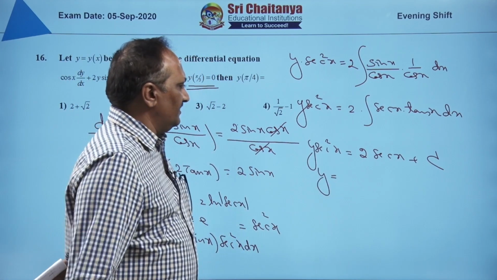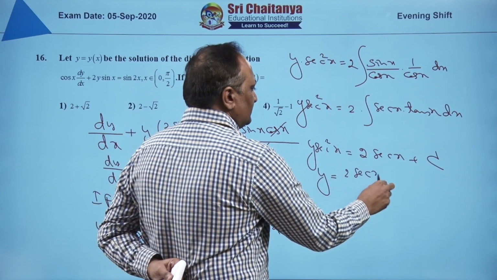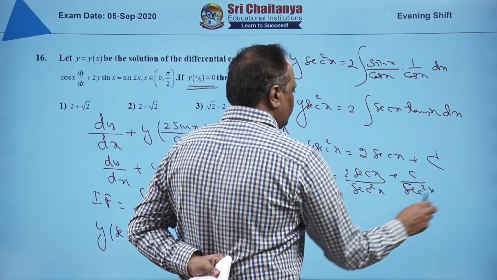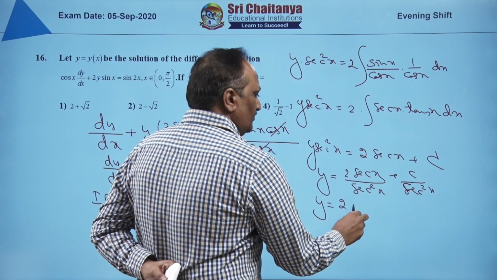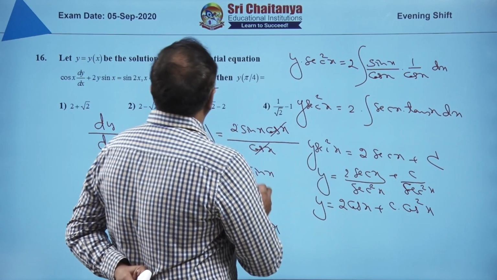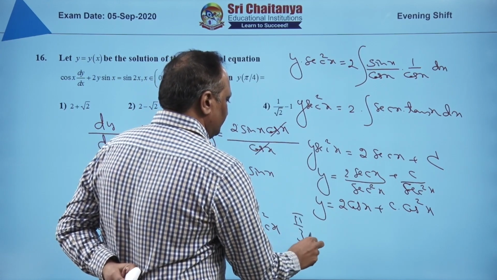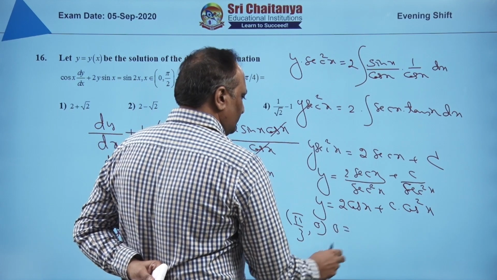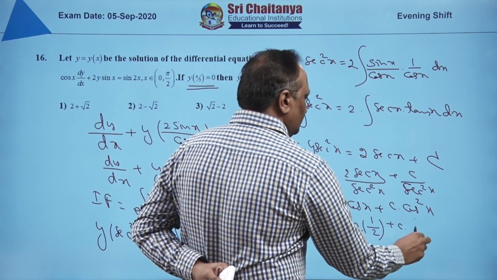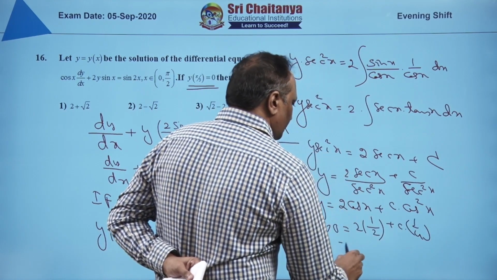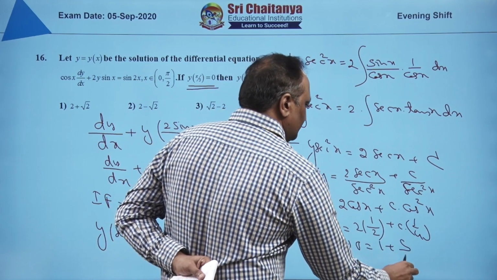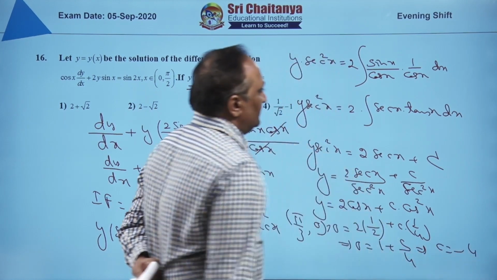Write the value of y here: y is 2 secant x by secant square x plus c by secant square x, that is y is nothing but 2 cos x plus c into cos square x. When x is pi by 3, y is 0, so 0 equals 2 into cos 60, which is 1 by 2, plus c into 1 by 4. This value is 0, so c value we can get from 0 equal to 1 plus c by 4, so c equals minus 4.